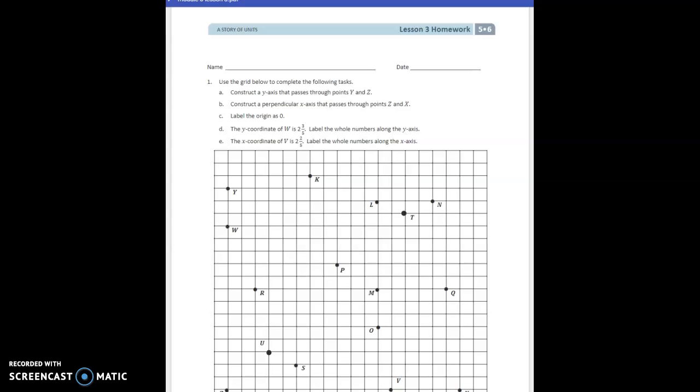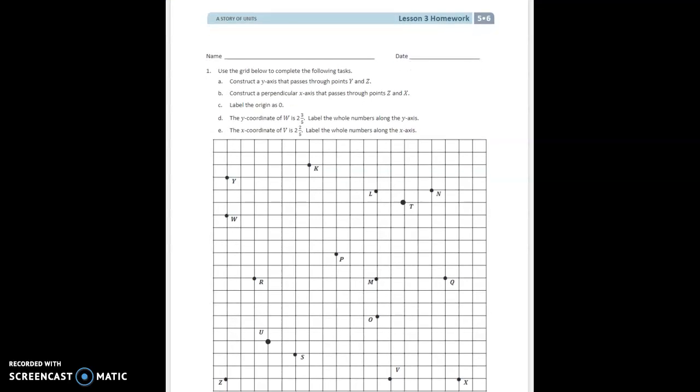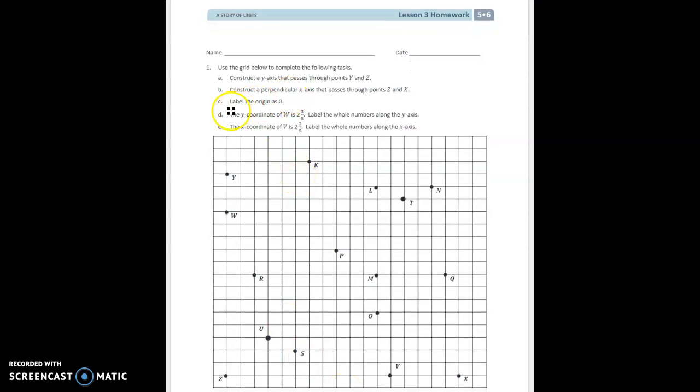This is Module 6, Lesson 3. For this first part, number 1, I'm going to help you go through and figure out how to label your grid here, and then you'll do the following problems.